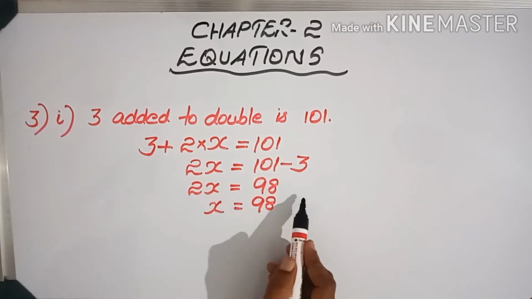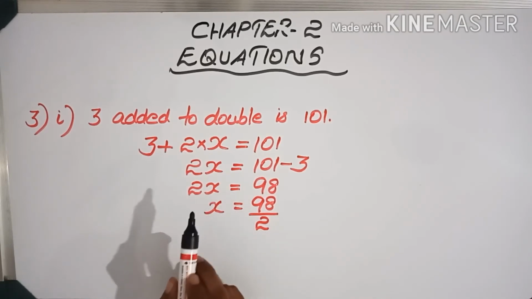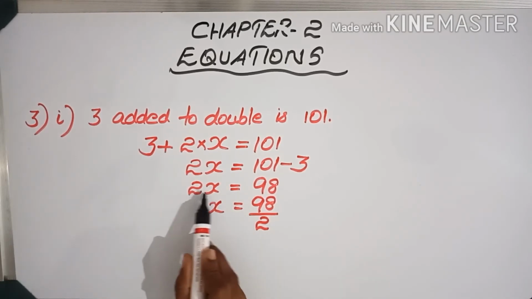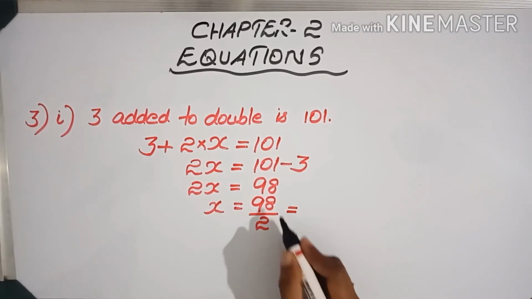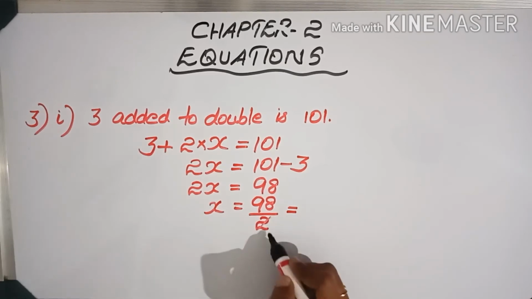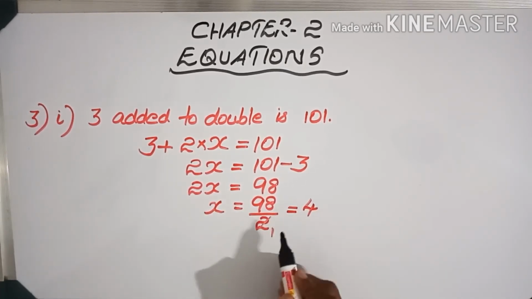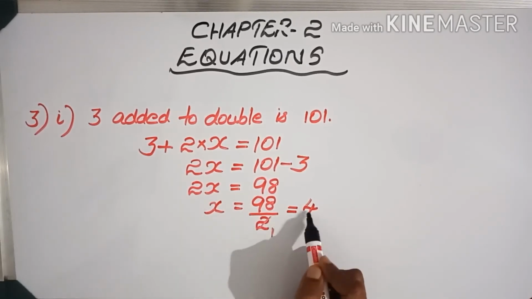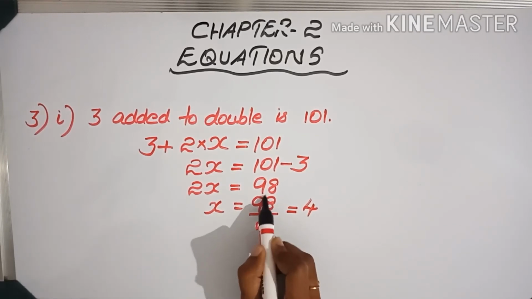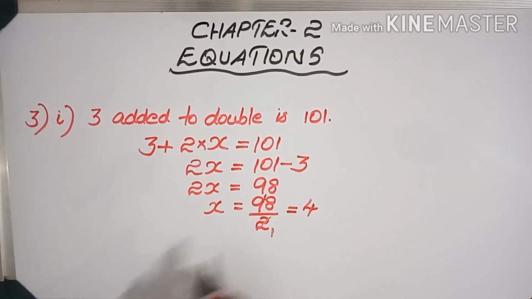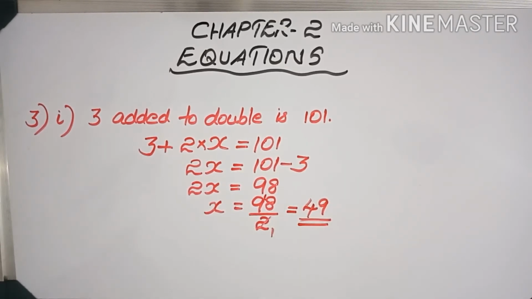So 2 into comes to this side, it will be divided by 2. Don't confuse with this, you just need to take the opposite sign. So here 2 into means here it will be divided by 2. So 98 by 2. We need to divide this. In 9 how many 2's are there? 4 2's are there. 4 2's are 8. So remaining is 1. Okay, so here 18. In 18 how many 2's? 9 2's are there. So 49 is the number.